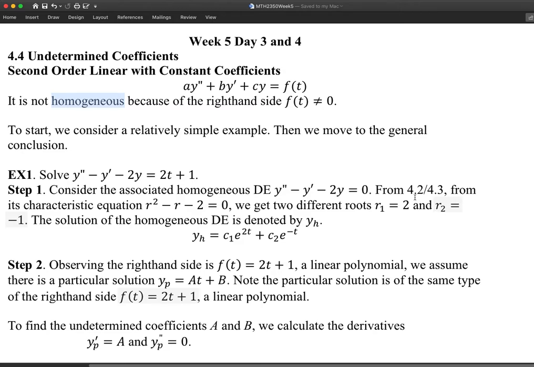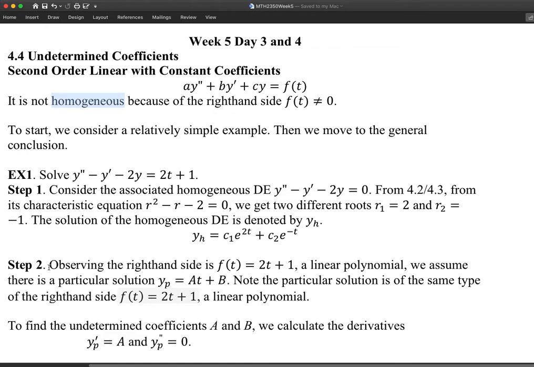And then, according to the discussion in those 2 sections, we can generate the solution for the homogeneous differential equation. I denote this as y sub h. Y sub h is a linear combination of these 2 exponential functions. It's also worth mentioning that y sub h is not a solution of the original differential equation, but it is part of the solution. So this is our first step.